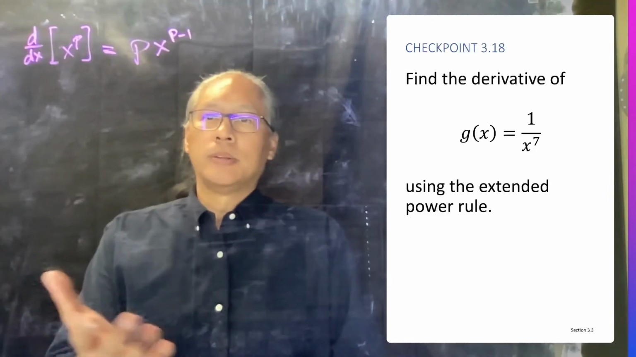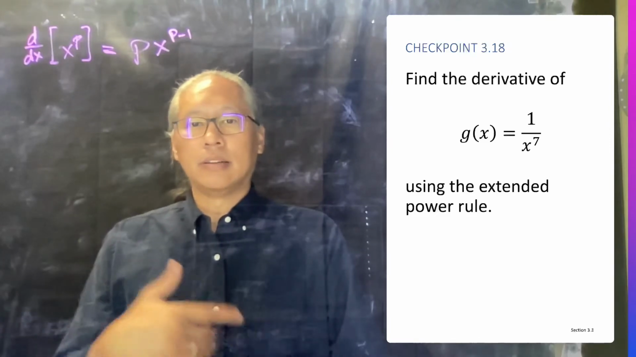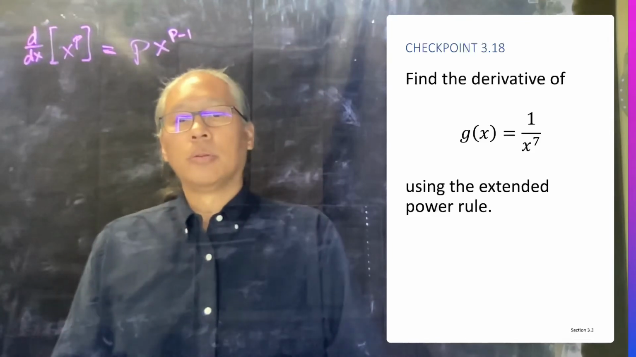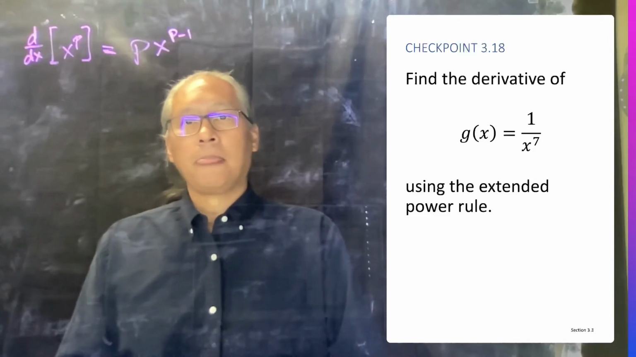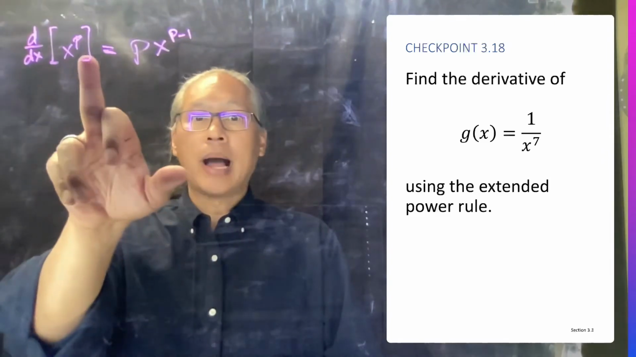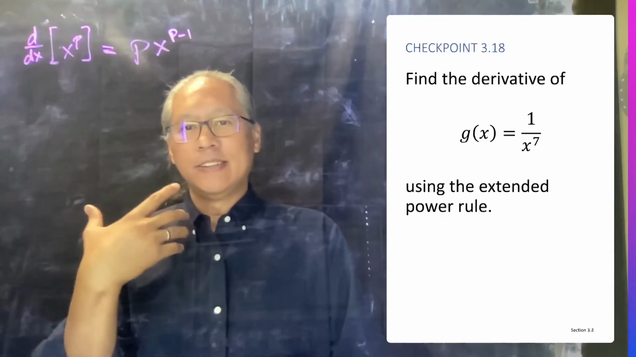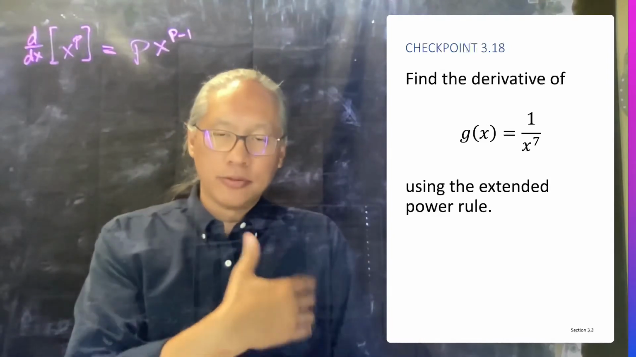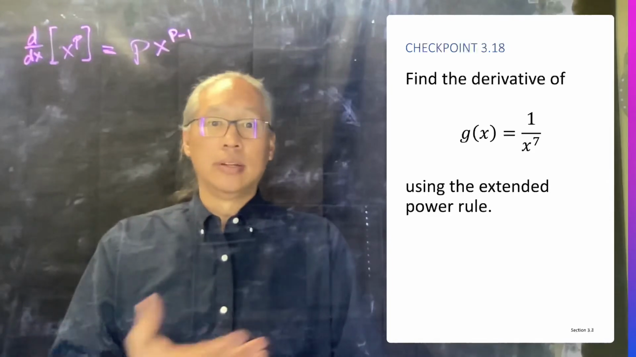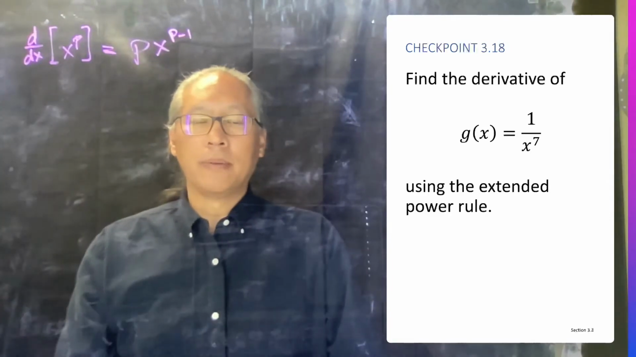Now, the power rule is the same whether you call it extended or not, but technically they're extending it because when they first proved the power rule, it only worked for positive integers. So now they're saying that this could also work for negative integer powers. So if your p is not 1, 2, 3, 4, 5, the positive integers, but if your p was equal to negative 7, like in this case, then you can also use the power rule the same way.